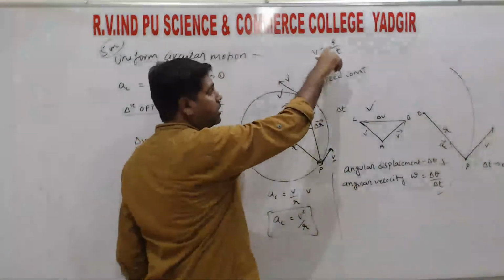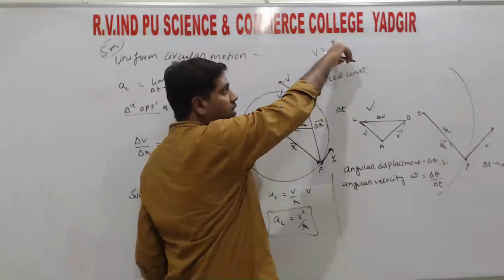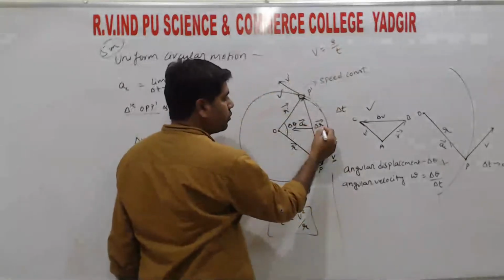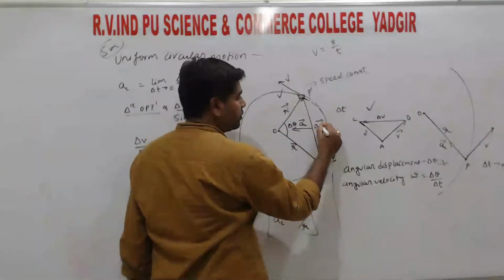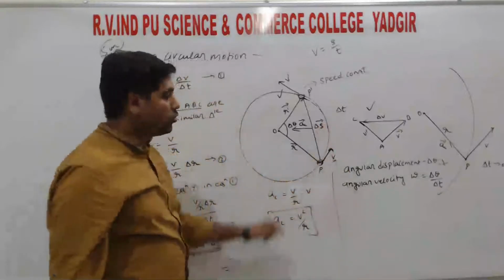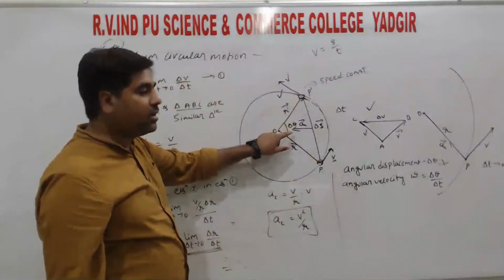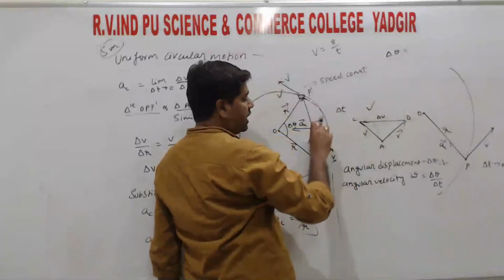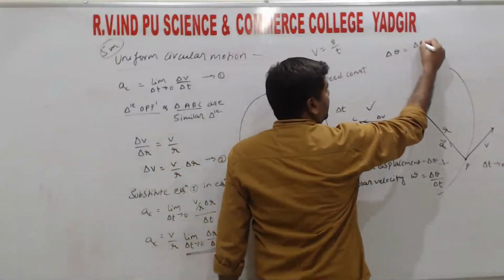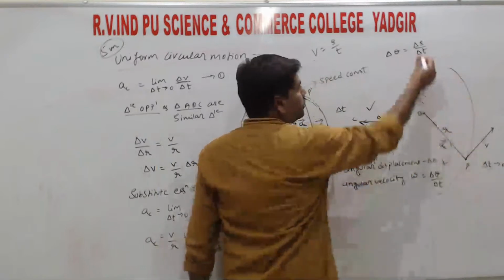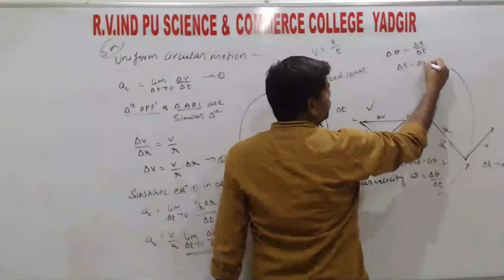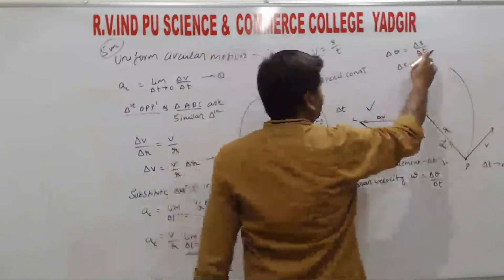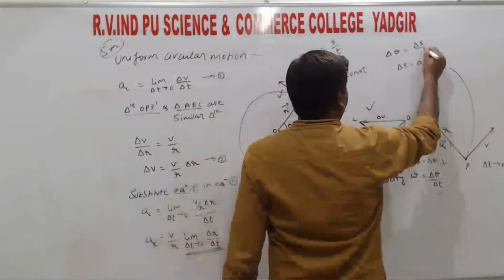Again, using the relation v equals s by t, the linear displacement is this, right? Here we can change this r to s, that is the displacement delta s. If the angle delta theta is very small, then tan of delta theta is equal to opposite side by adjacent side. That is delta s divided by r. So from this we can write delta s is equal to delta theta into r.